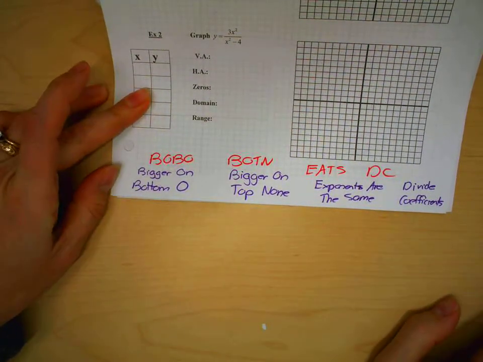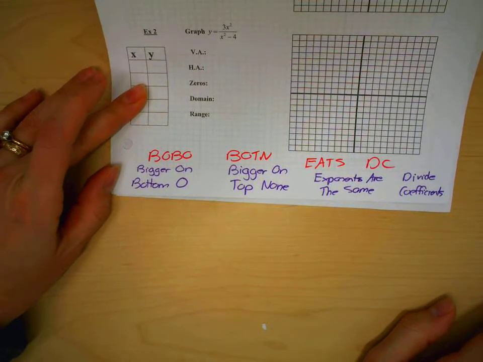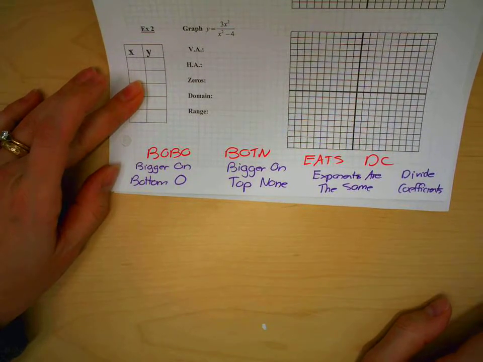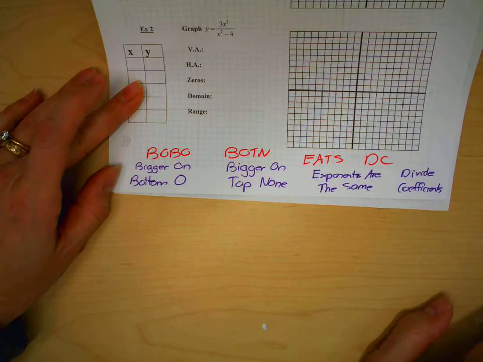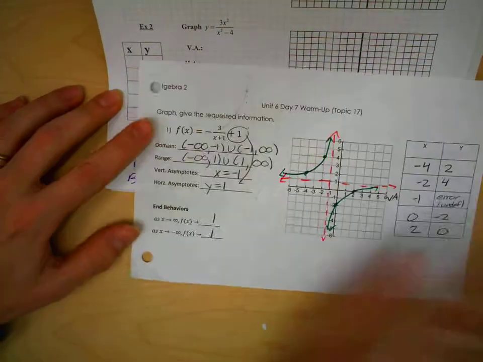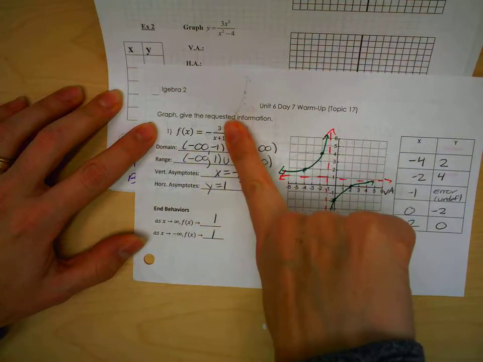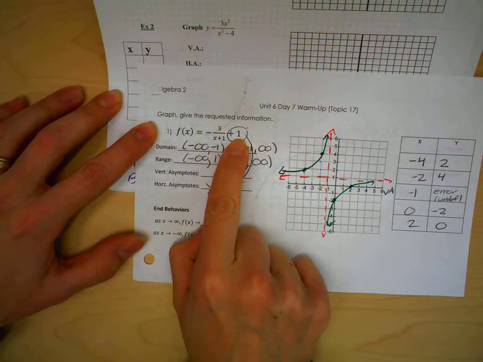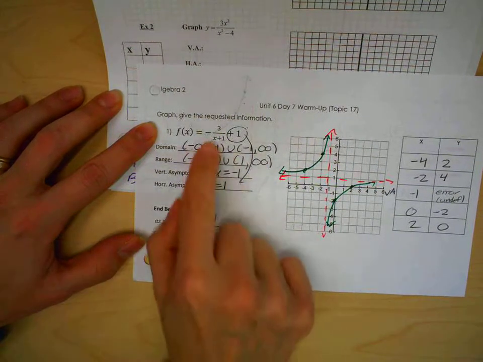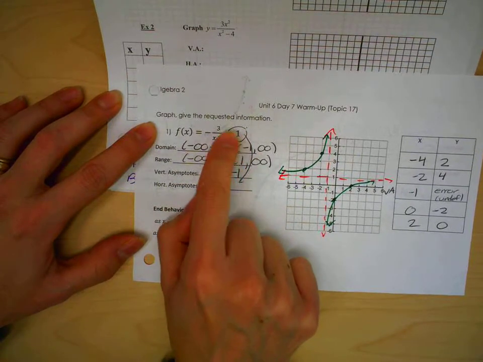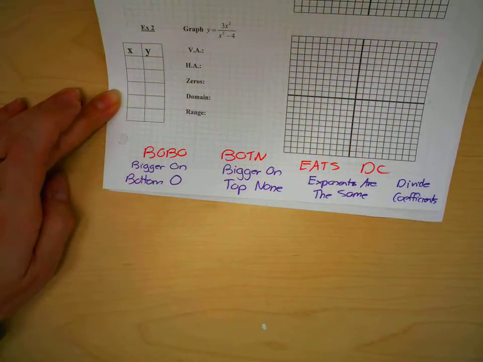So the two that you have on your quiz today are the eats DC, exponents are the same, divide coefficients, and the other one you're going to have is Bobo, bigger on bottom, 0. Now realize what that means is that the fraction part is 0. So like this, that's bigger on the bottom, so that's 0. 0 plus 1 is 1. So it's not 0, it's 0 plus whatever you have. You sometimes don't have anything after it, but if you have something after it, that part's 0, and then you would add or subtract. So Bobo Botan eats DC.